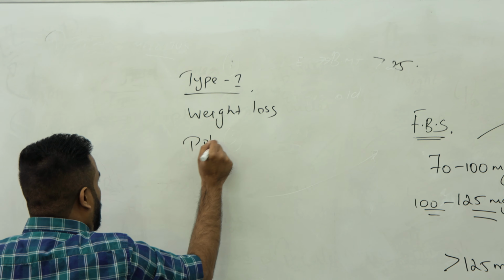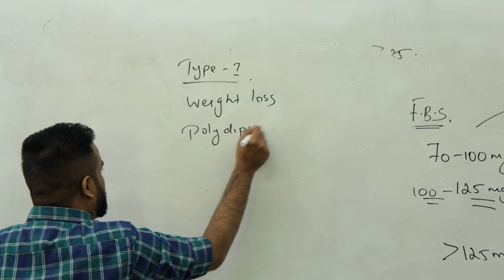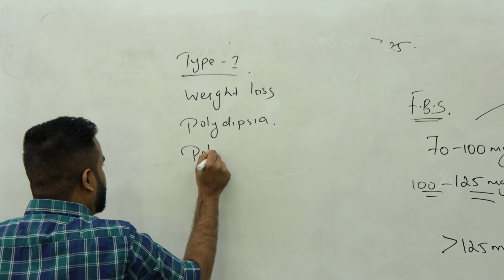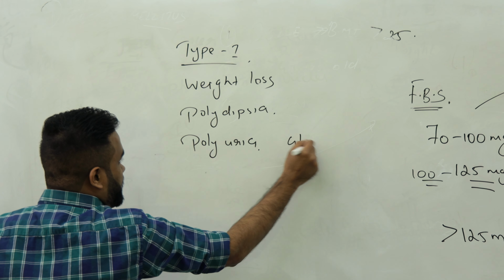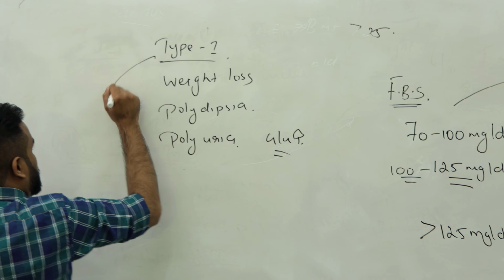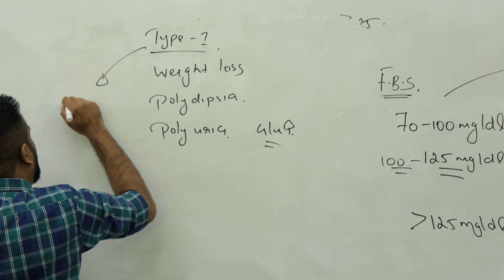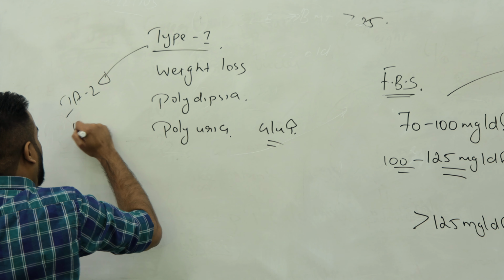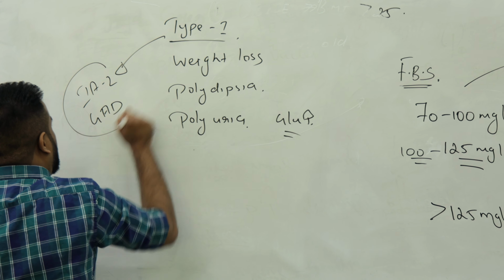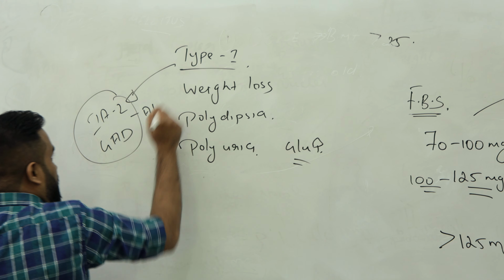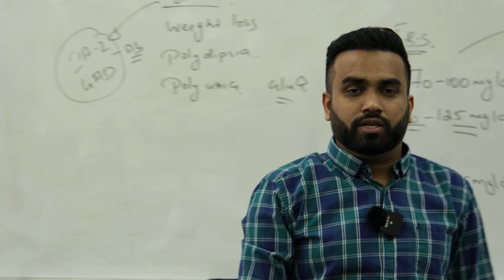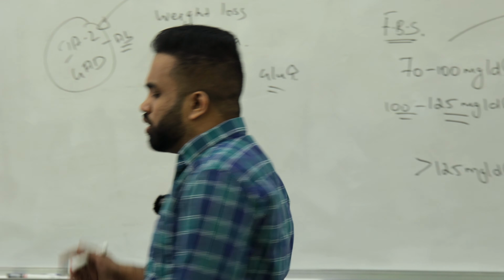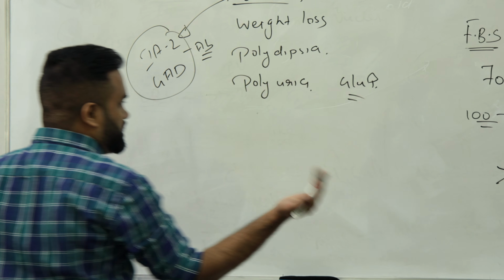He will have again polydipsia, polyuria, right? And glucose is very high because no insulin. You will see something called IA2 antibody or GAD antibody in the blood. It's autoimmune. Your pancreas beta cells are destroyed. Right? Type 1. Type 2 is also a receptor problem. We already discussed in the other videos.